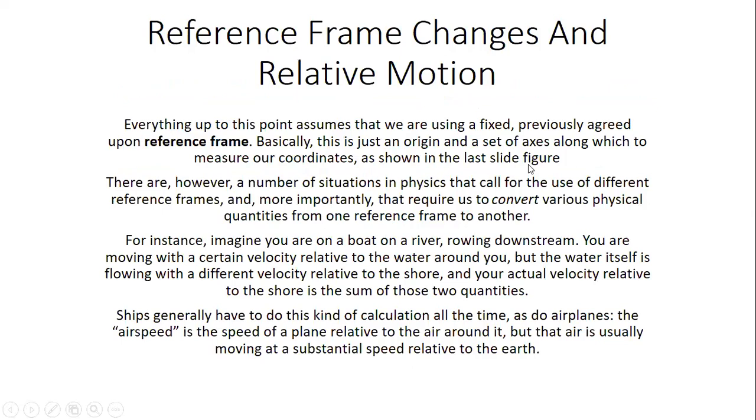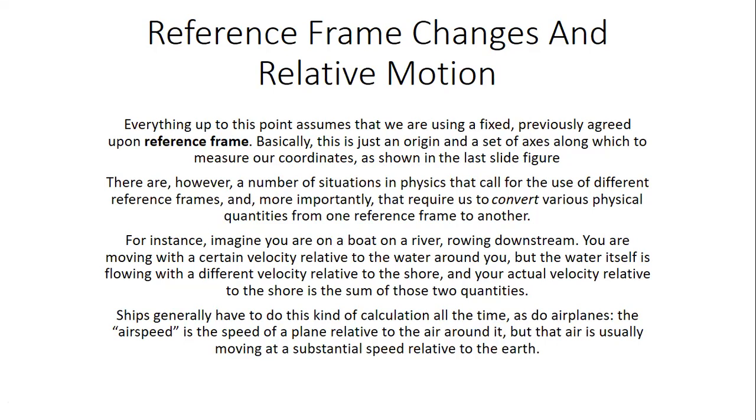Let us look at the next slide. Reference frame changes and relative motion. Everything up to this point assumes that we are using a fixed, previously agreed upon reference frame. Basically, this is just an origin and a set of axes along which to measure our coordinates, as shown in the last slide figure. There are, however, a number of situations in physics that call for different reference frames, and more importantly, require us to convert various physical quantities from one reference frame to another.